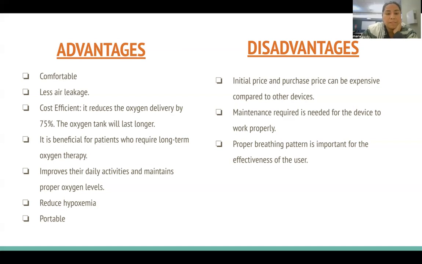Some of the disadvantages: the initial price of the device is expensive compared to other devices, but later on, there are just a few things that you have to change and replace so you can prevent any infections. Sorry. Maintenance is required constantly because you want to prevent infections. And if the patient doesn't properly do the breathing pattern, it can affect the way it works.